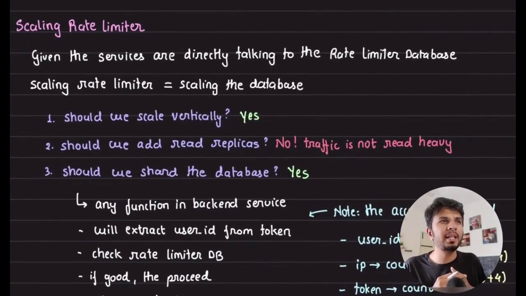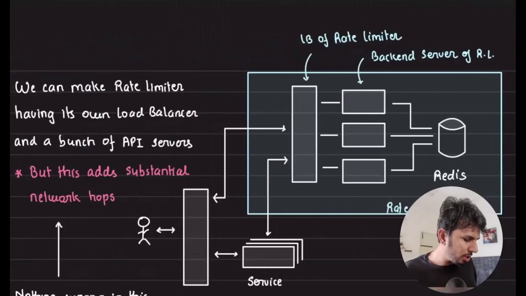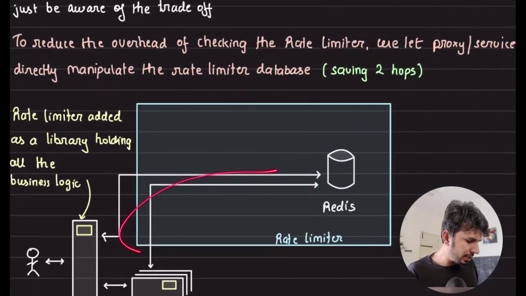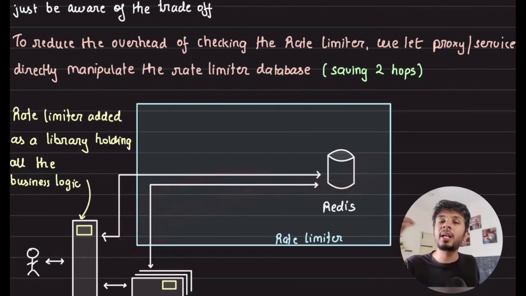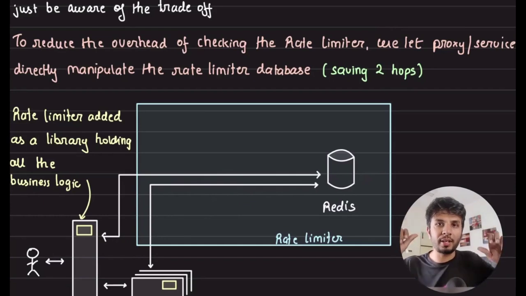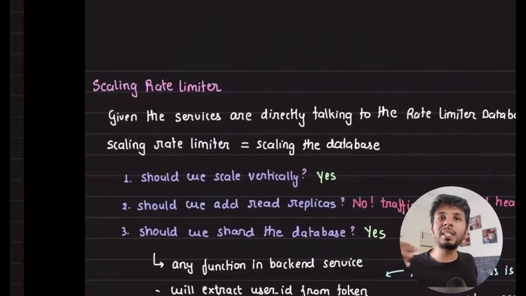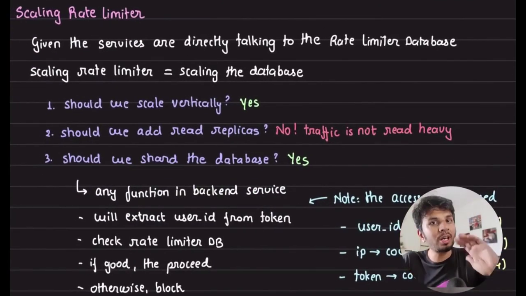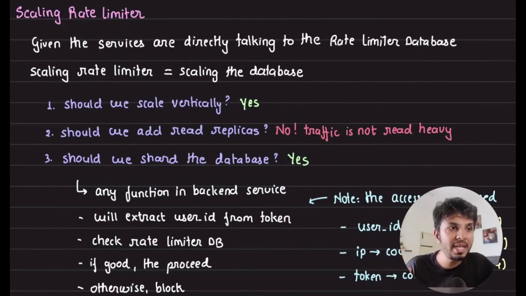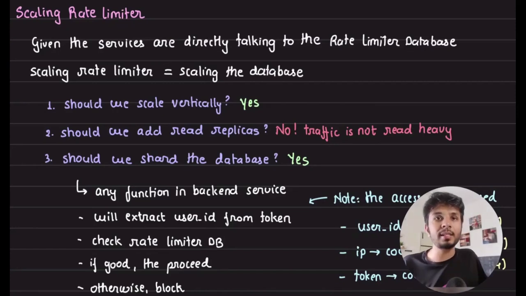Second way to do it is add read replicas. Can we add read replicas? We don't need to, because this is not read heavy traffic. For every single request that is coming in, you are actually writing or updating Redis, because you are doing count plus plus every time. So this is not read only or read heavy traffic, which means adding read replicas will not make any sense, right? That is not a good way to handle large load, because if it was read heavy, then adding read replicas makes sense. Otherwise it does not.